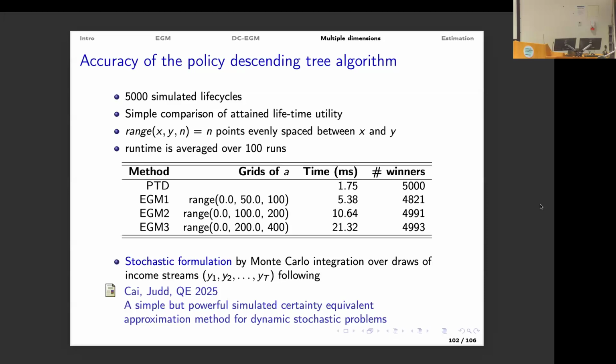Wending and I will show that depending on the choice of the grid on the end-of-period wealth, on the post-decision state, you may actually lose accuracy with DCEGM. It's not a surprise. This works really well in the deterministic setting, but there's literature which says that averaging over the deterministic solution may make sense.